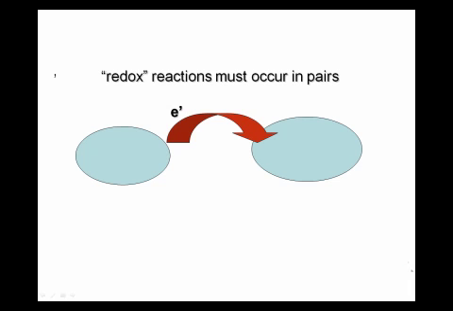Redox reactions must always occur in pairs because the electrons are moving from one molecule to another. One molecule is being oxidized. It is losing an electron. That electron must be picked up by another molecule which is going to be reduced.